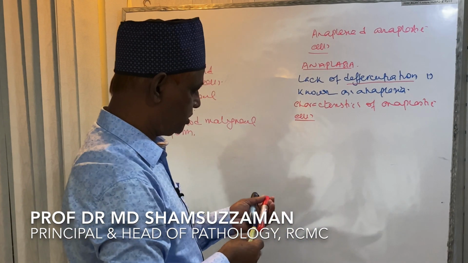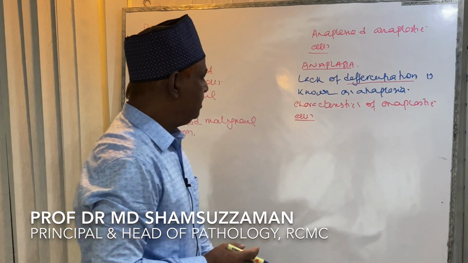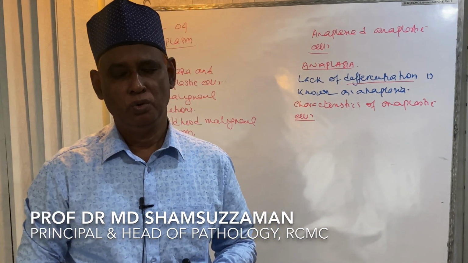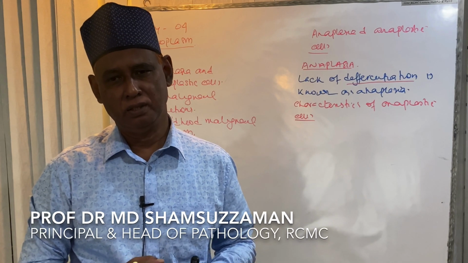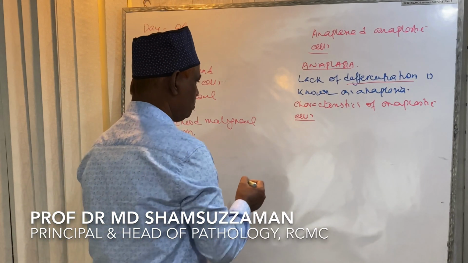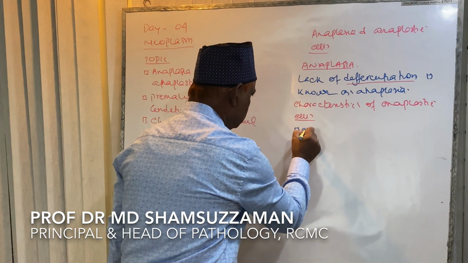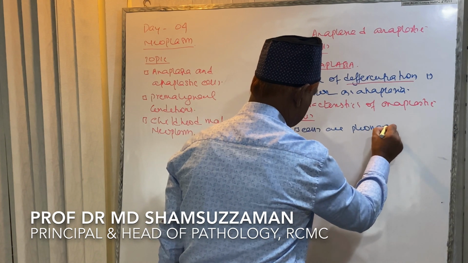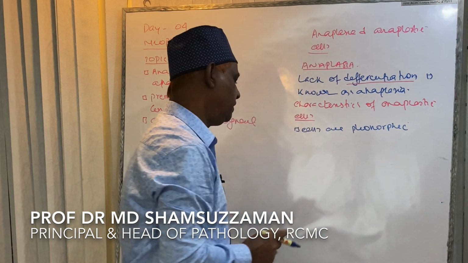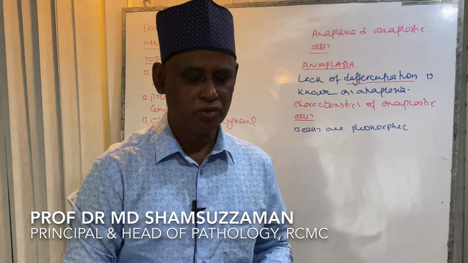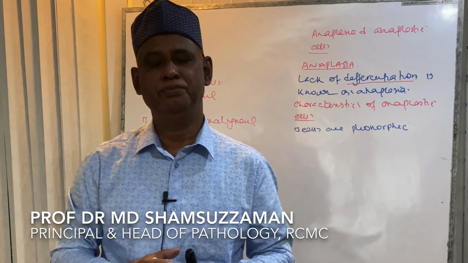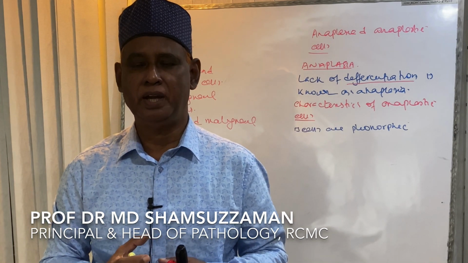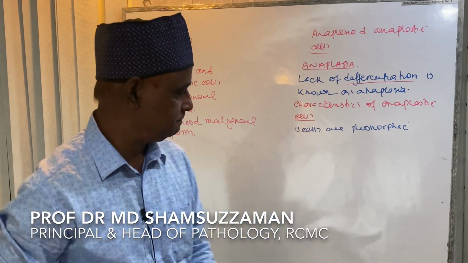Characteristics of anaplastic cells. Again, lack of differentiation is called anaplasia, and the cells with lack of differentiation are called anaplastic cells. Cells are pleomorphic. That is, the anaplastic cells are of different size, different shape, and different size and shape of nucleus.